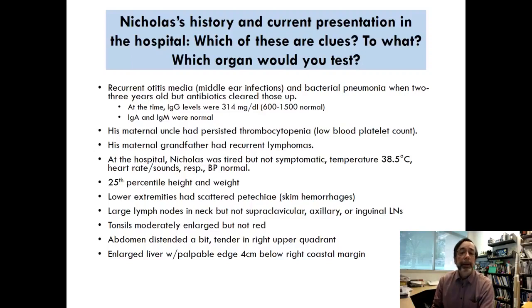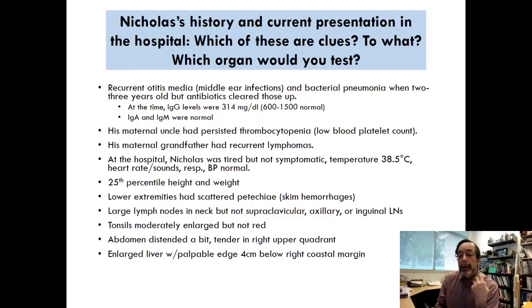So he had recurrent middle ear infections. Lots of kids have that. When he was 2 to 3 years old, he had an above-normal level of bacterial pneumonia. But they had antibiotics, and those took care of them. At the time, he had low IgG levels. I shouldn't have said that. I should have said 314, but you should compare the 314 to the normal level and see that that's low. IgA and IgM were normal. So family history: his maternal uncle had thrombocytopenia, which means low blood platelets. His maternal grandfather had recurrent lymphomas. And so clues, but nothing conclusive.